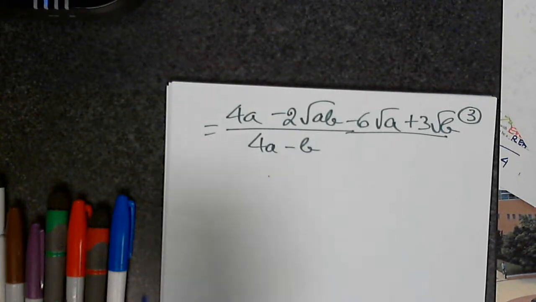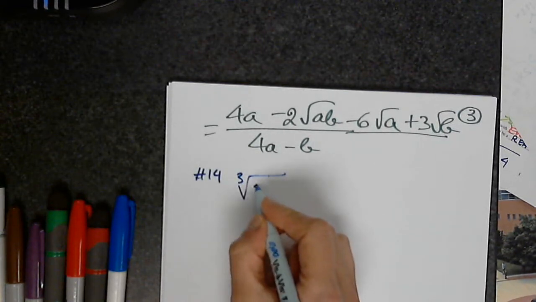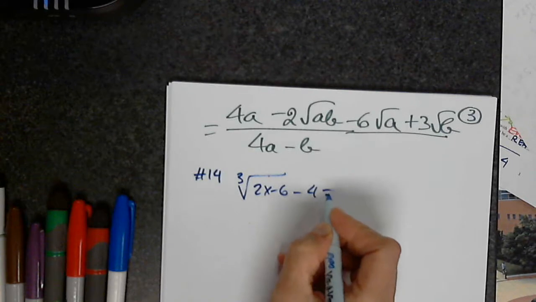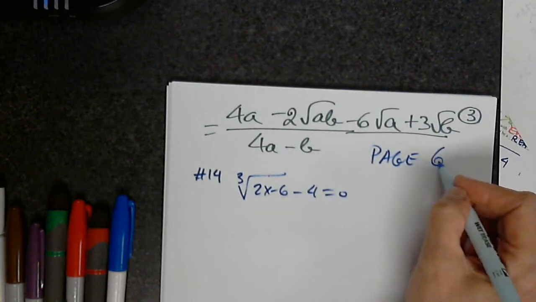Okay, so let's say 14. We have the cube root of 2x minus 6 minus 4 equals 0. One more time, we're working on page 630.